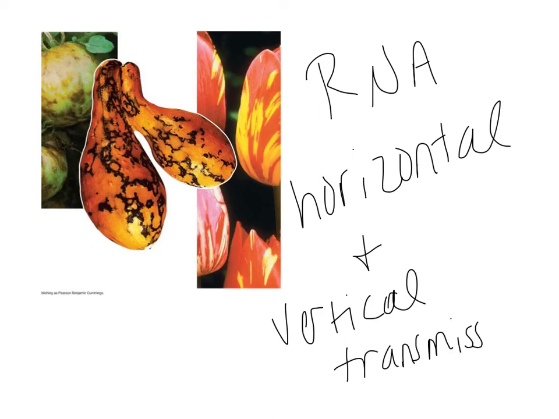With horizontal transmission, the virus is transmitted basically from cell to cell, through the cell wall. With vertical transmission, vertical being up and down, it's going to come from the parent. So horizontal transmission is going from cell wall to cell wall. Vertical transmission is going from parent to child.